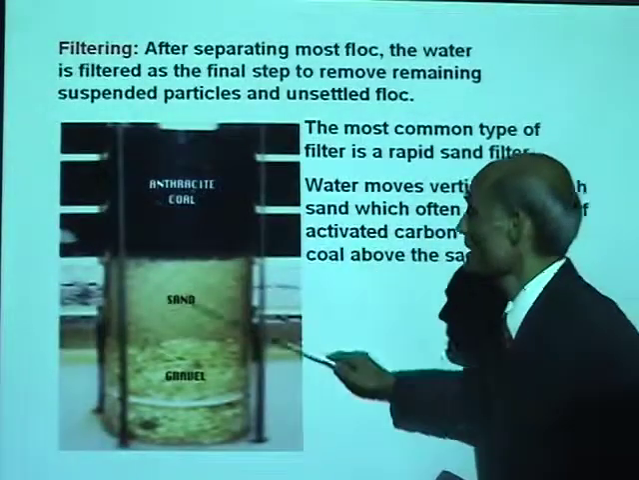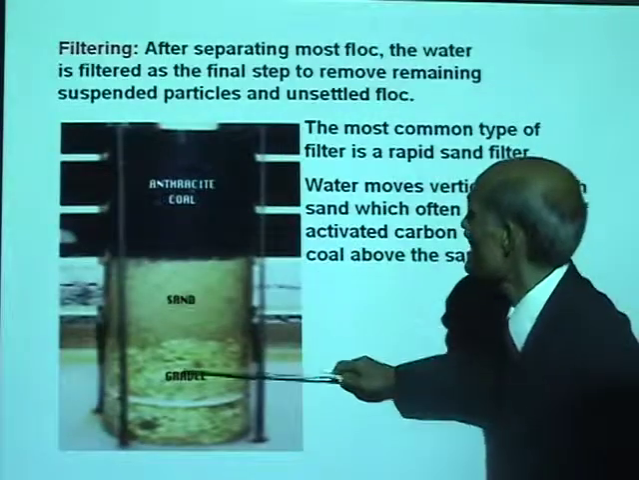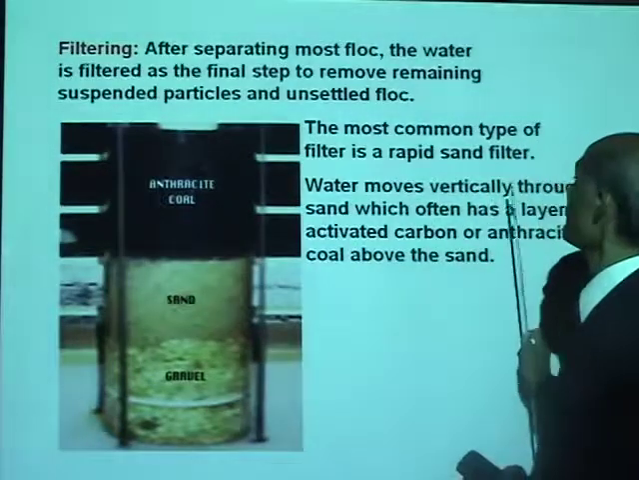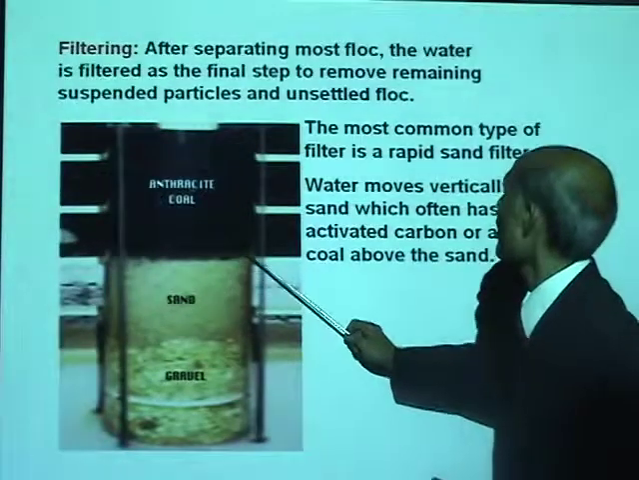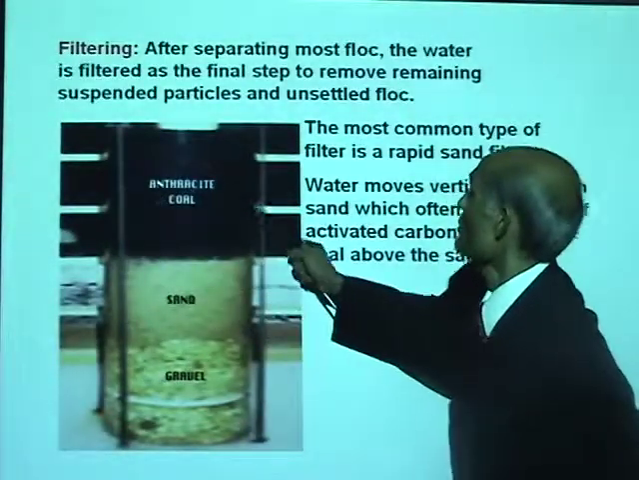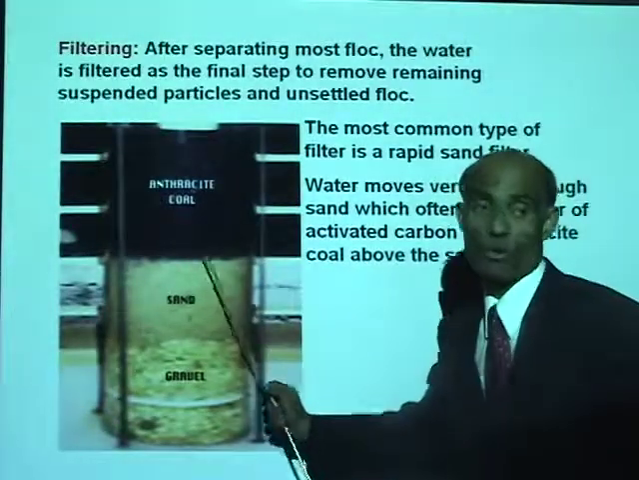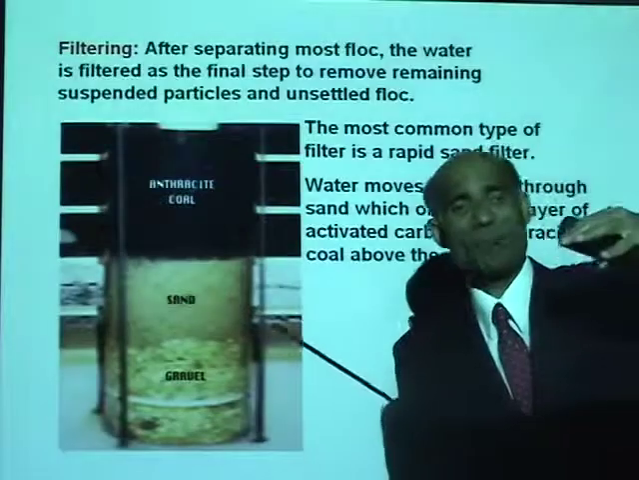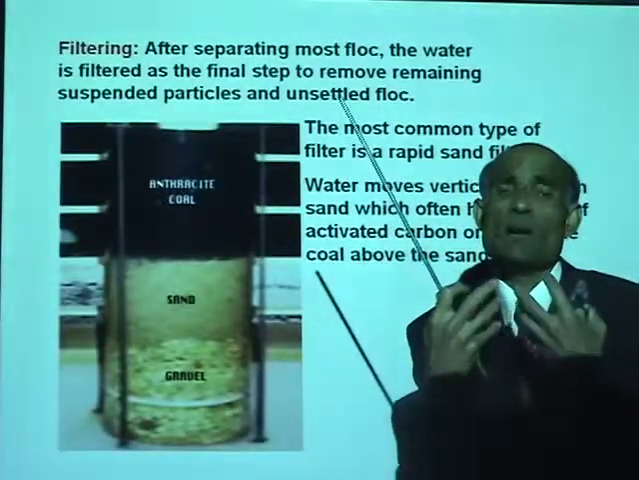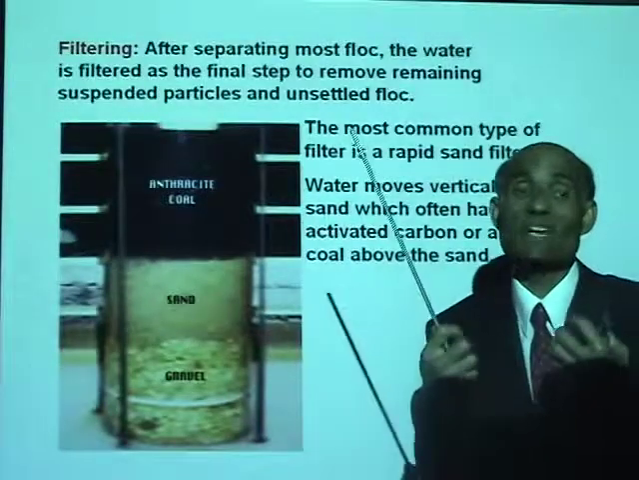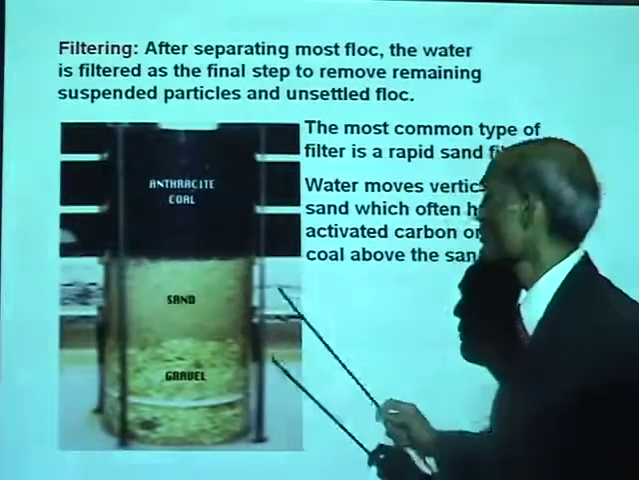Now, here I have the illustration of a filter. There are different stages in a filter. Water moves vertically through sand, which often has a layer of activated carbon. If you look at the top here, this is anthracite coal. Now, when water is passed through that, it will remove a lot of harmful dissolved chemicals from the water. It's a very important process of filtration.